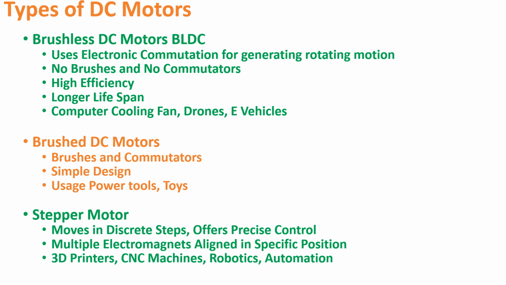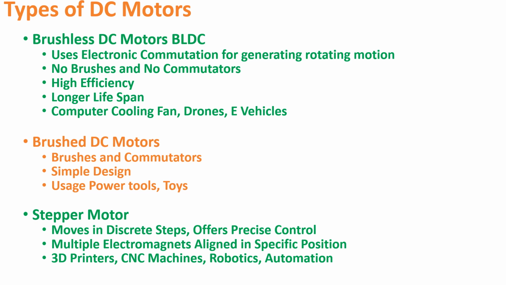There's another type: brushed DC motors are a type of DC motor that uses a commutator and brushes to control the flow of current in the rotor windings. They have a simple design and are often used in small applications such as toys, power tools, and electric vehicles. So brushed DC motors are used in power tools and electric vehicles also, but it depends on the application.